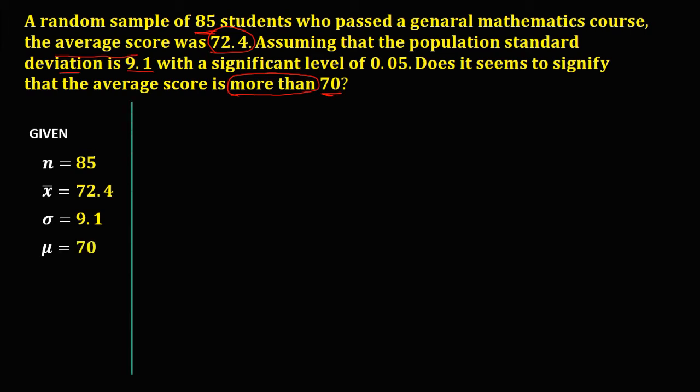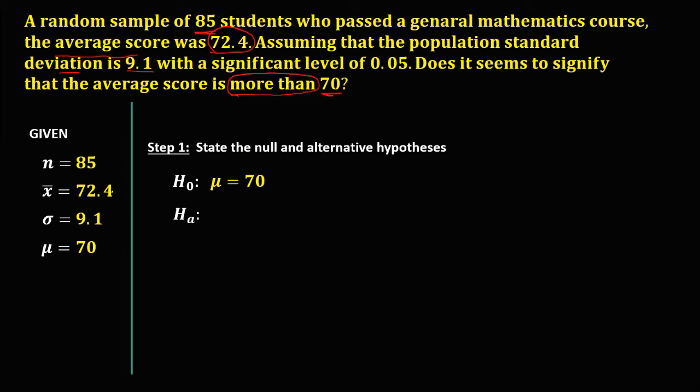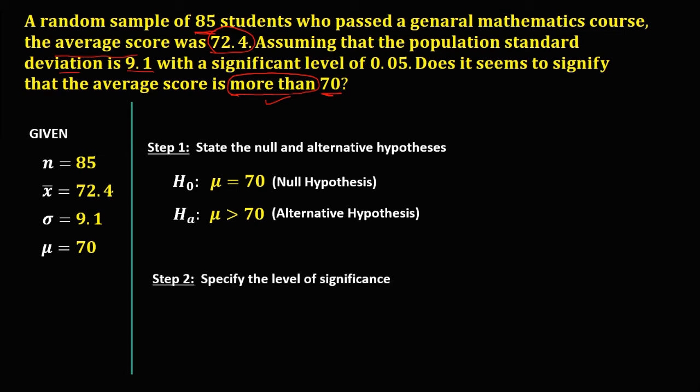So these are now the steps in hypothesis testing. First, we need to state the null and the alternative hypothesis. So for our null hypothesis, we assume that the hypothesis mean is equal to 70. And for our alternative hypothesis, we need to check that the average score, or the hypothesis mean, is more than 70. So this one is the null hypothesis and this one is the alternative hypothesis. Then step 2, specify the level of significance.